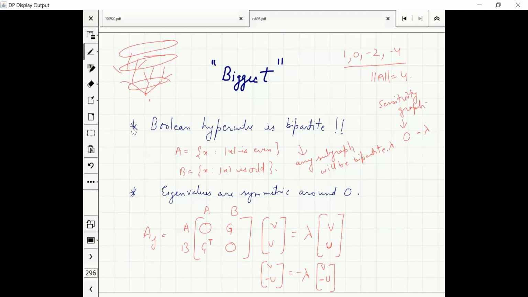Right. So what this is showing you is that your eigenvalues are symmetric around 0 for a sensitivity graph. So A_f is the adjacency matrix of the sensitivity graph. Its eigenvalues will look like this: 0, and then all the values before 0 will be repeated after 0, just with the sign switched. Okay, so then there is no confusion about biggest.